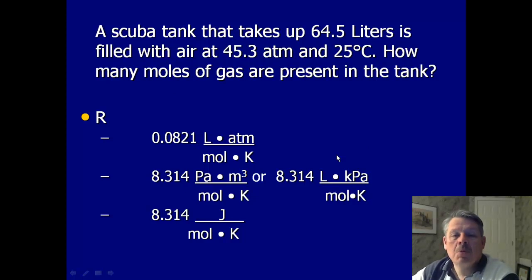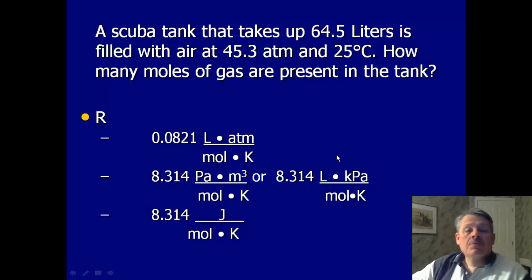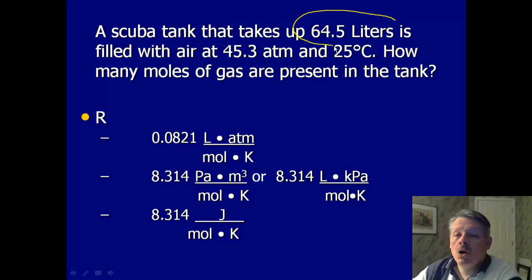Let's read the problem. A scuba tank takes up 64.5 liters. It's filled with air at 45.3 atmospheres and 25 Celsius. How many moles of gas are present in the tank? Well, the first thing we have to do is figure out what R constant to use. So let's look at our units. We're given liters, and we're given atmospheres, and we're given Celsius. Well, all of these are in Kelvin, so we're going to have to convert from degrees Celsius into Kelvin. Well, that's always true.